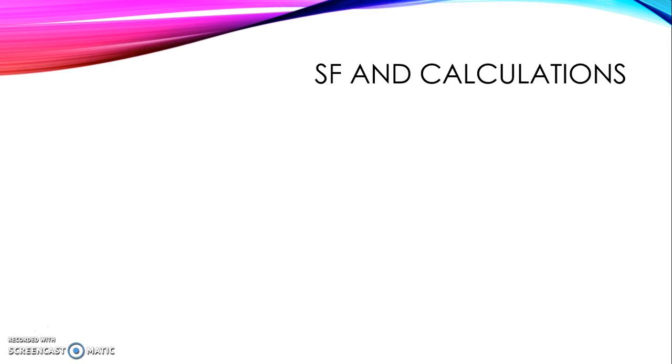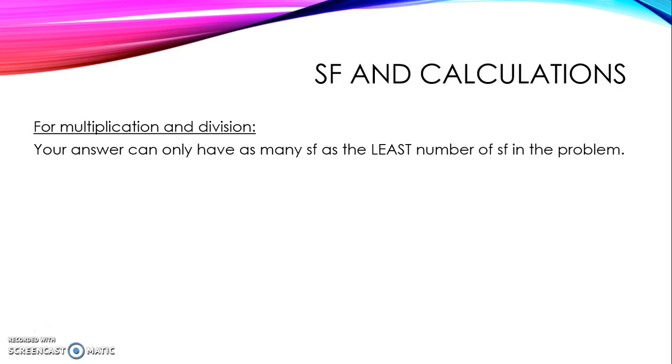All right, so in this class, we're going to have to use significant figures when we do our calculations. There are a couple rules that you need to follow. They're very simple rules, just don't mix them up. For multiplication and division, your answer has to have the same number of significant figures as the number in the problem with the least number of significant figures.